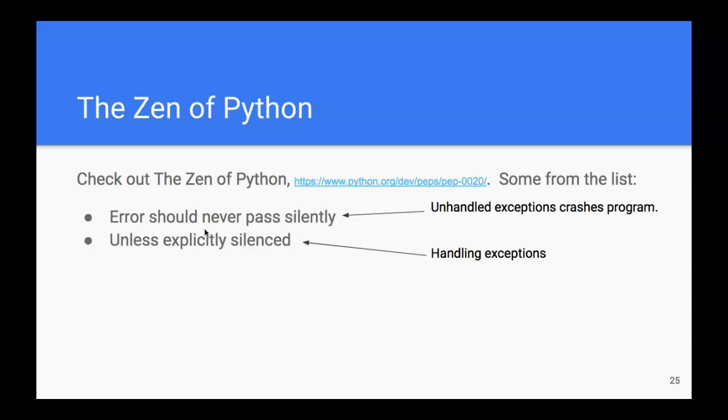And as we've seen before, when an exception is raised and then it's not handled, it actually crashes the program. So that definitely is not passing silently; the program crashes. Now the next item in the Zen of Python is, unless the error is explicitly silenced. That really means, if we expect an exception and we want to handle it, then let's handle it. In that case, our program doesn't crash, and it should continue to work.